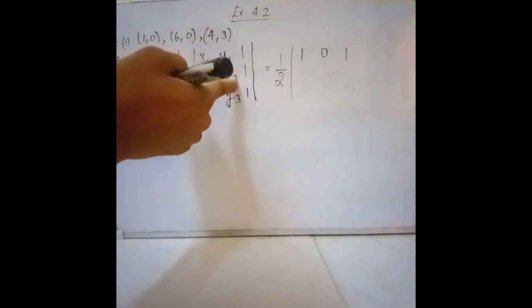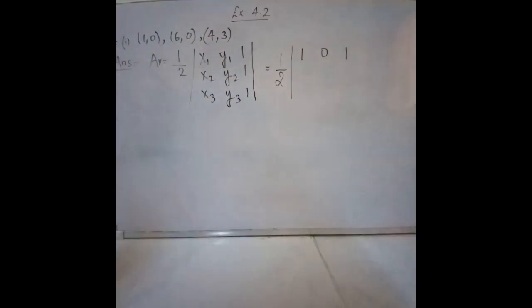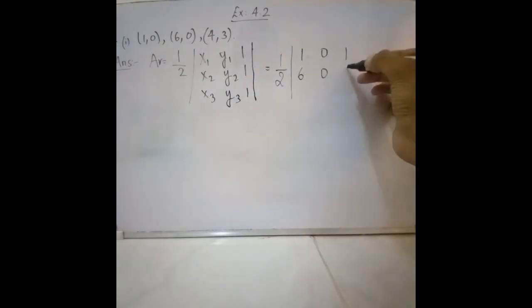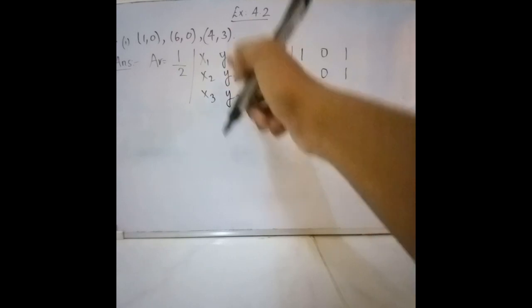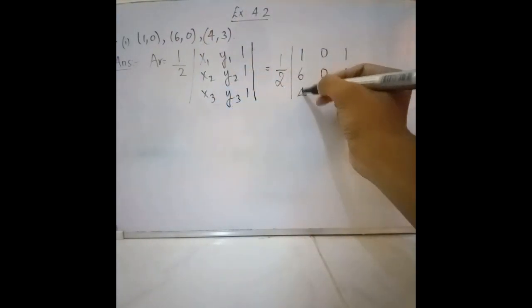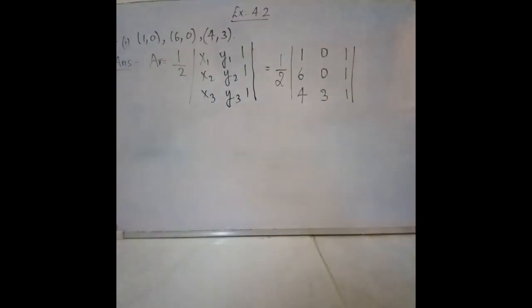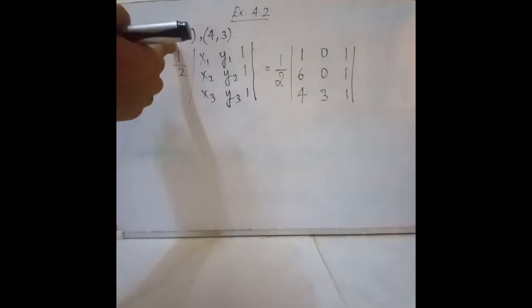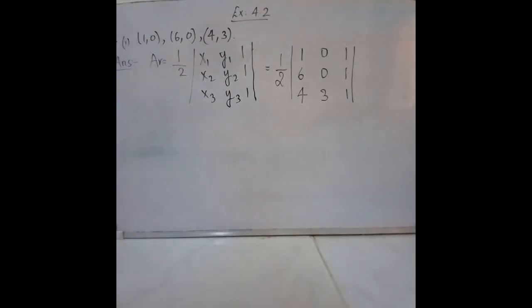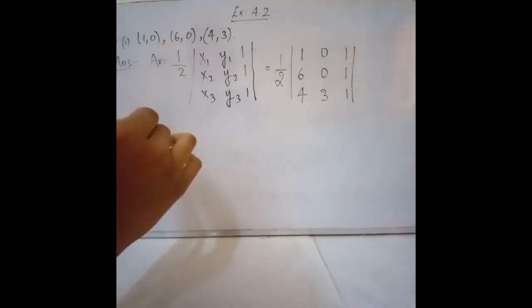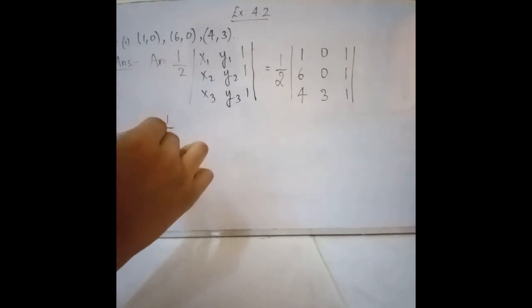Now instead of x2 and y2, we have 6 and 0, and the third element is always 1. Now x3, y3 is 4, 3, and the last one is 1. Actually, you can put any coordinate as x1, y1. It's not an issue, you can take it in any order, but you will finally get the same answer. But you have to take the modulus if there is any negative.